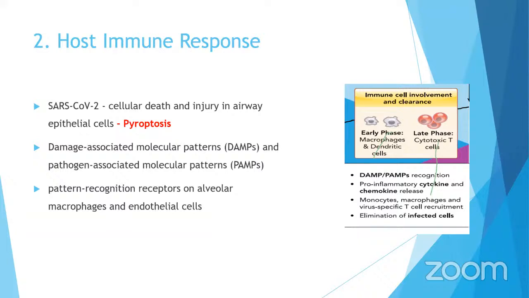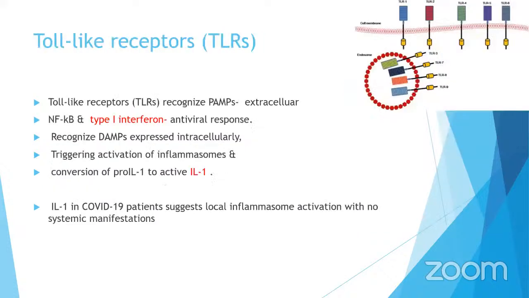That substance will be recognized by the cells in the local site, for example macrophages and endothelial cells, which have particular receptors. These receptors are called toll-like receptors. The toll-like receptors recognize the PAMPs and DAMPs proteins, whether extracellular or intracellular, leading to the synthesis of certain substances, that is cytokine synthesis. That is called type 1 interferon or interleukin 1. Interleukin 1 is secreted from the inactive into the active form.